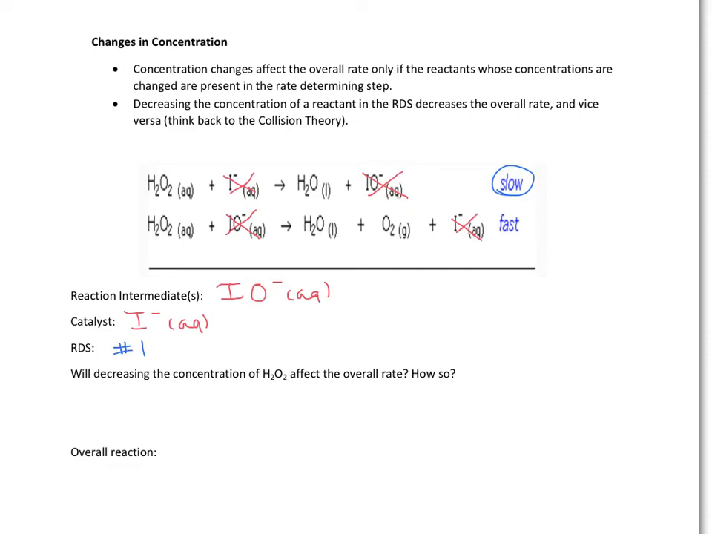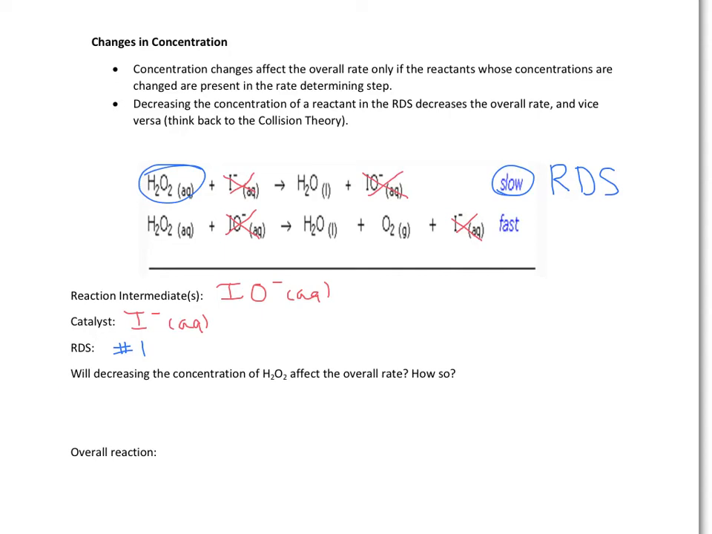Will decreasing the concentration of hydrogen peroxide affect the overall rate? How so? Well, at first glance, this looks like a straight up collision theory question from the last lesson. However, whenever we're working with reaction mechanisms or multi-steps, we must always first check to see if the species whose concentration we're changing is in the rate determining step. If it's not in the rate determining step, it's a trick question, as there will be no effect. However, after identifying the rate determining step, you will notice that hydrogen peroxide is in fact a reactant in the rate determining step. So by decreasing the concentration, we will have an effect on the overall rate.